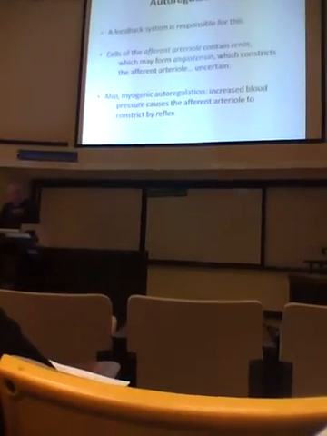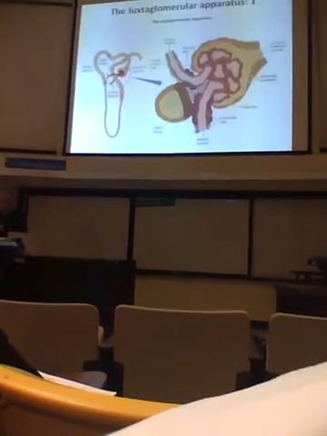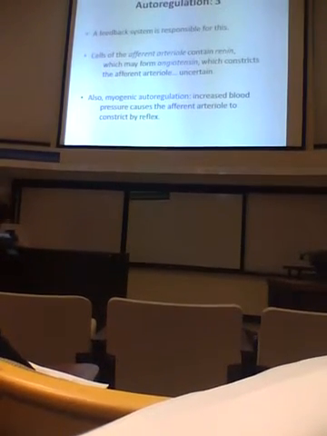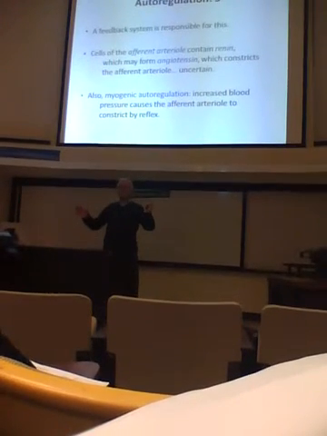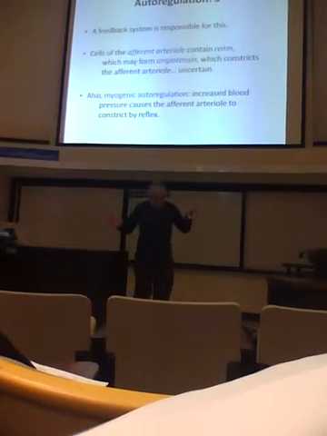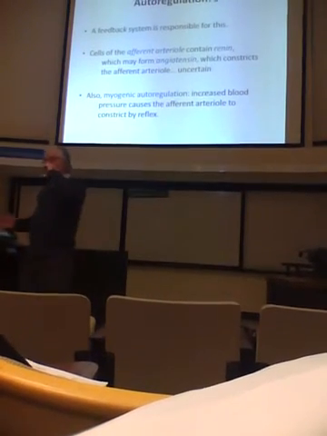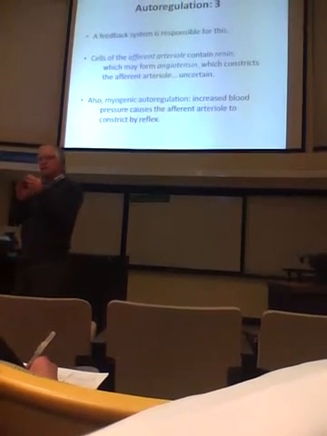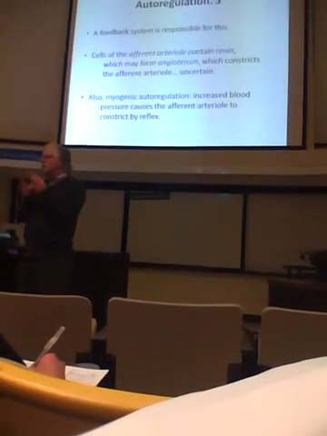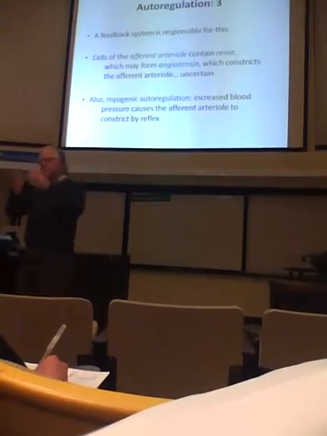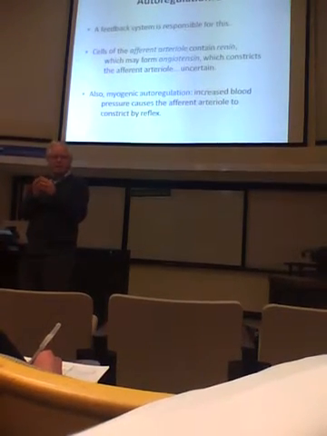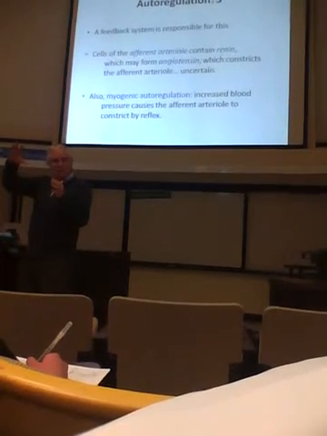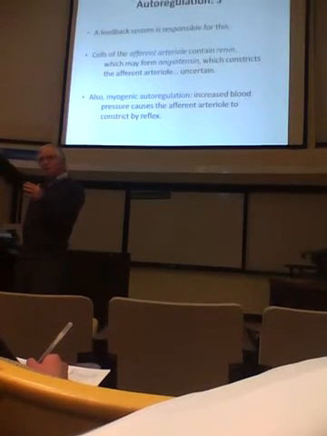So a feedback system is responsible for this. Cells of the afferent arteriole contain a substance called renin. Come across renin? Yeah. Old favorite physiology chestnut. Renin is an enzyme which in the blood reacts with a compound called angiotensinogen to form angiotensin 1 and then angiotensin 2.